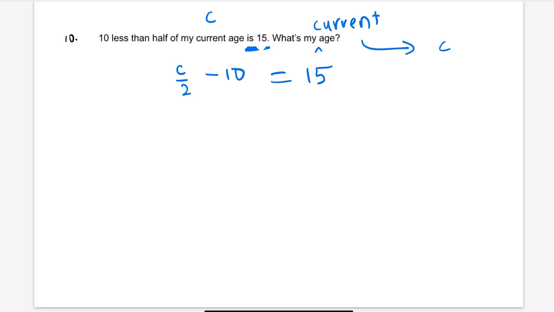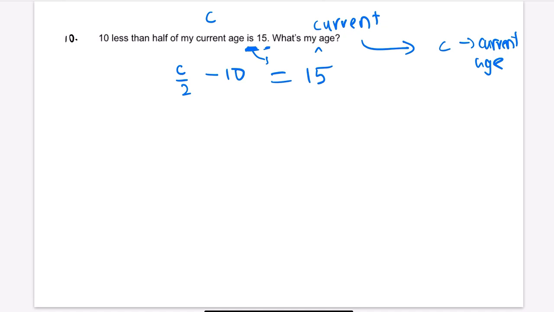10 less than, that means minus 10. Half of my current age. If my current age is C, half of the current age is C over 2. So C over 2 minus 10, the word is means equal to, is 15. That means it's equal to 15. Now it's a matter of just solving for C.